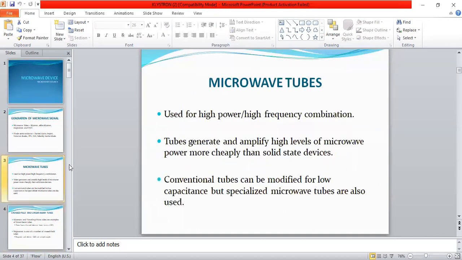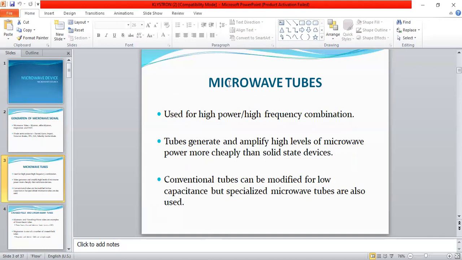Therefore, conventional microwave tubes are used to generate microwave signal as well as to amplify the signal at the microwave frequencies to higher levels, more cheaply than the solid state devices. Then conventional tubes are modified as the microwave tubes for low capacitance, but specialized microwave tubes are also used.